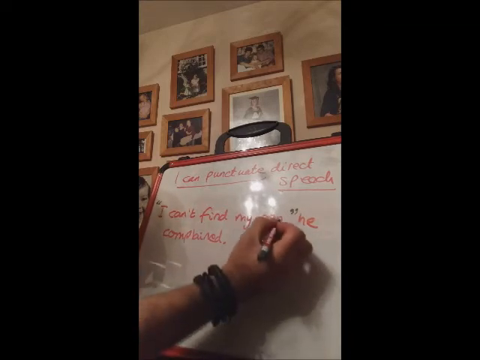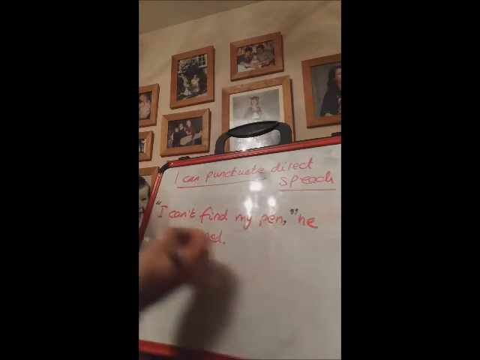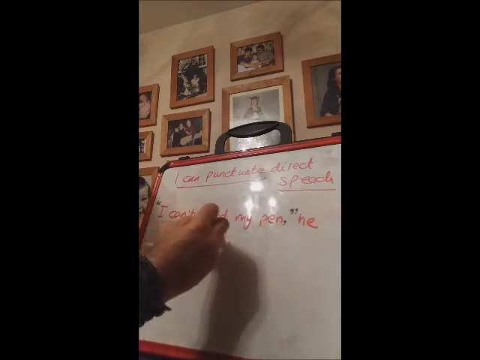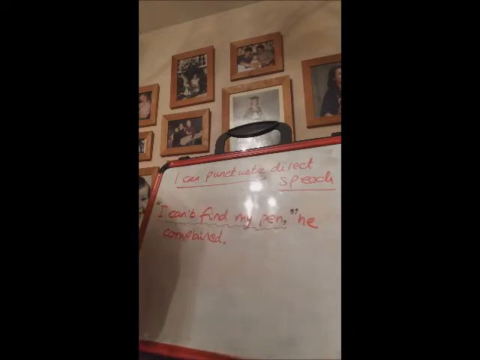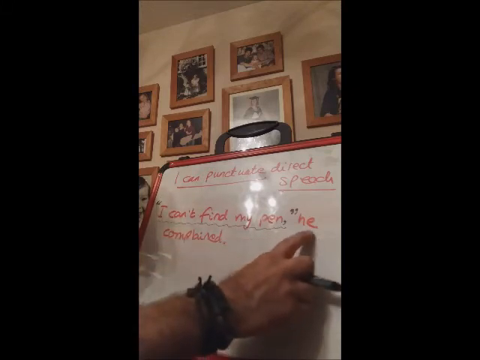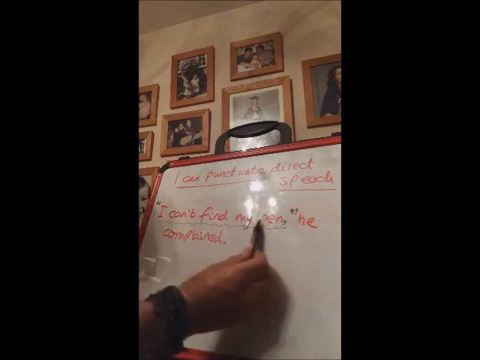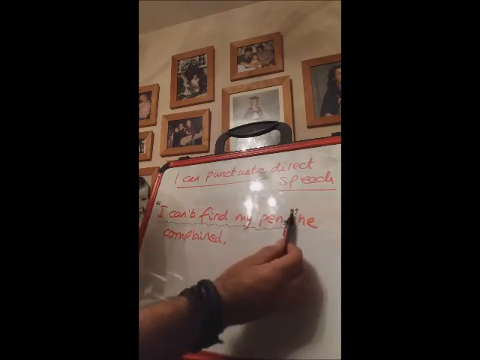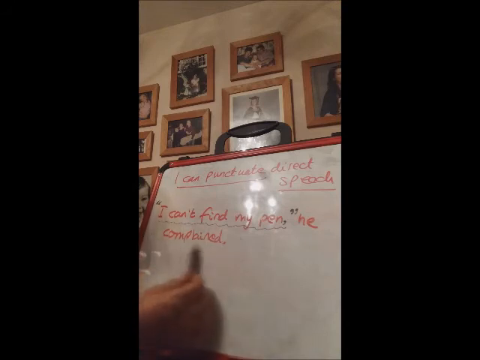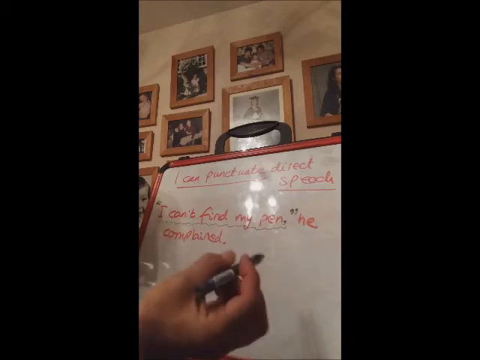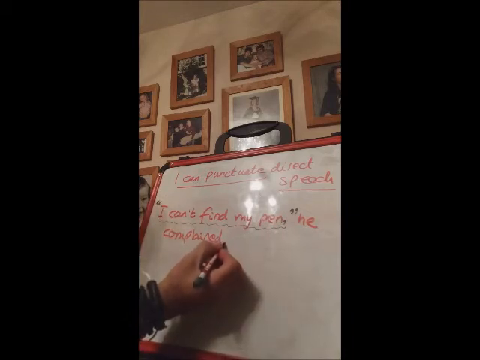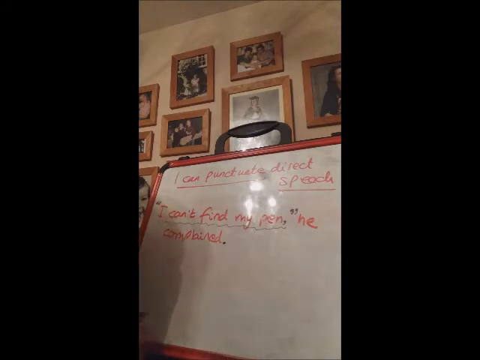closed speech marks go. The comma, don't forget the comma to separate the spoken clause, which I'm going to underline with a scribble, from the reporting clause. So open speech marks, I can't find my pen, comma, closed speech marks, he complained. And you can have he complained, or he said, or he whispered, or he shouted, pretty much whatever you like. And then obviously don't forget the full stop at the end of the sentence.